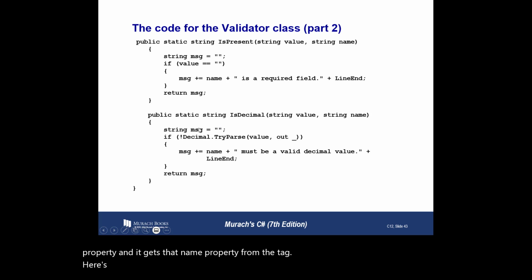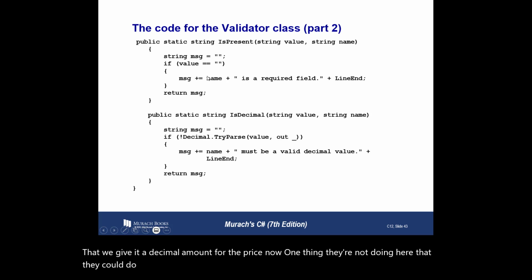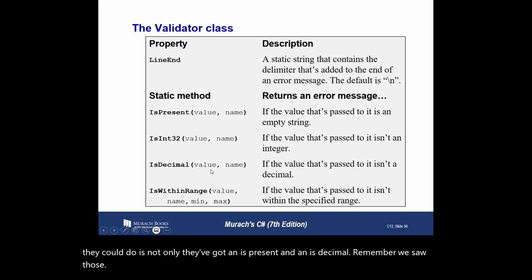Here's another one, but it's saying we want to parse this and we want to make sure that we give it a decimal amount for the price. Now, one thing they're not doing here that they could do is not only, they've got an is present and an is decimal. Remember, we saw those here.